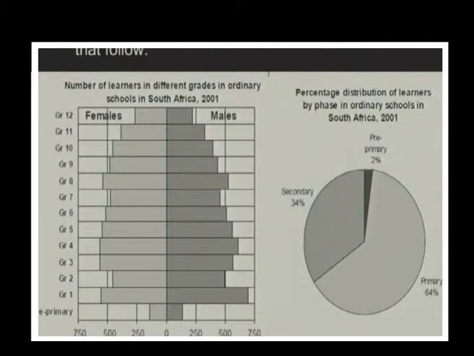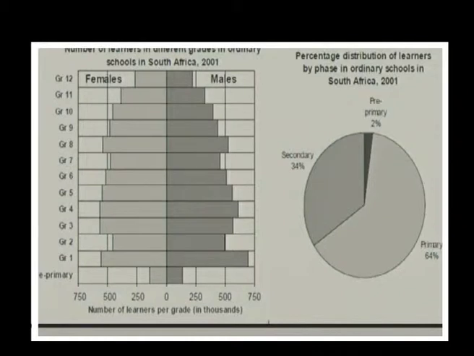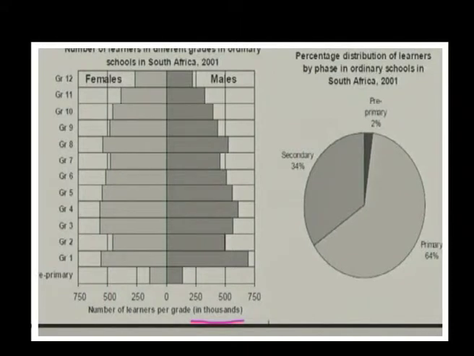So the first table that we've got is the number of learners in different grades in ordinary school in South Africa in 2001. We've got females on the one side and males on the other. This is the number of learners per grade in thousands. Always look out for something like this where it says in thousands. So this basically means 750,000. So we can add the zeros. So 750,000 people. When reading a table like this, you're going to have to kind of estimate what they mean.